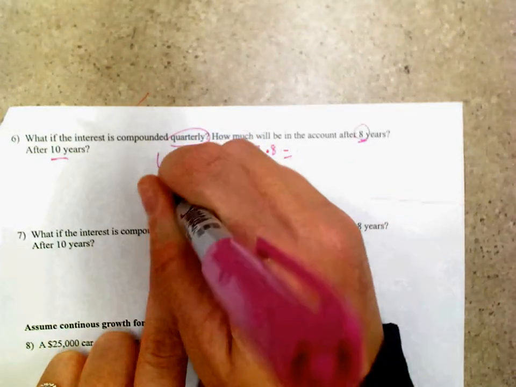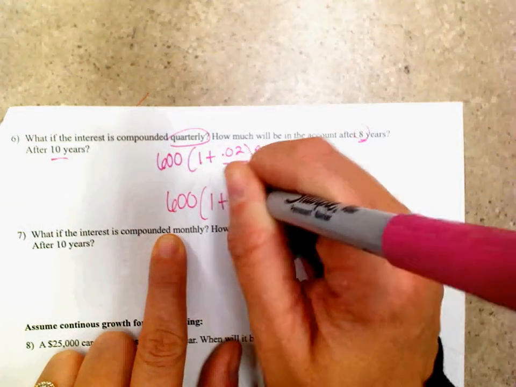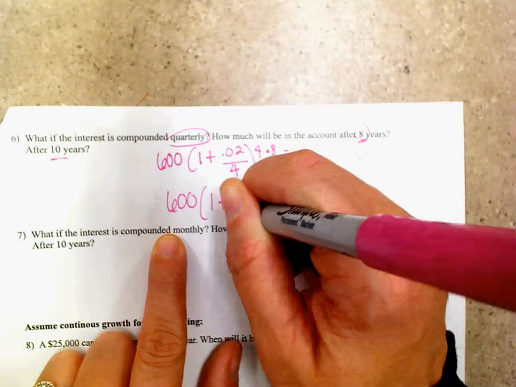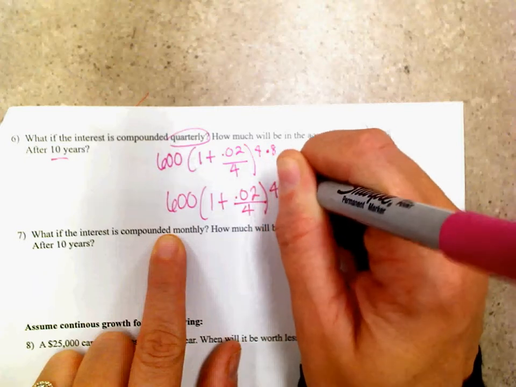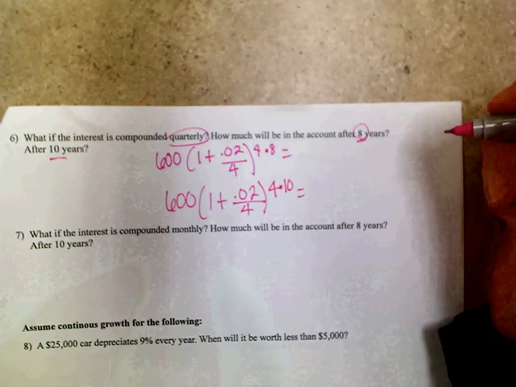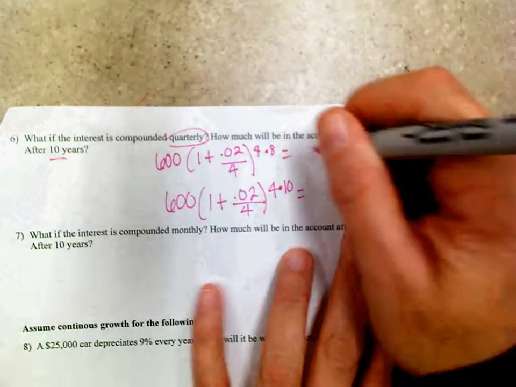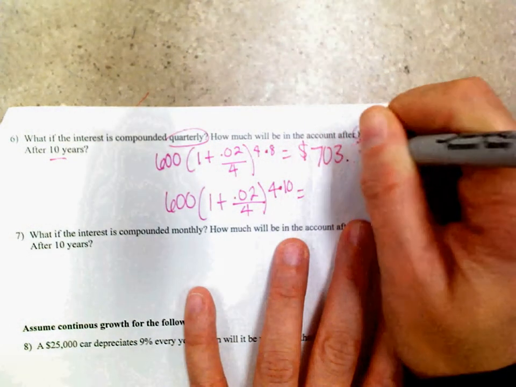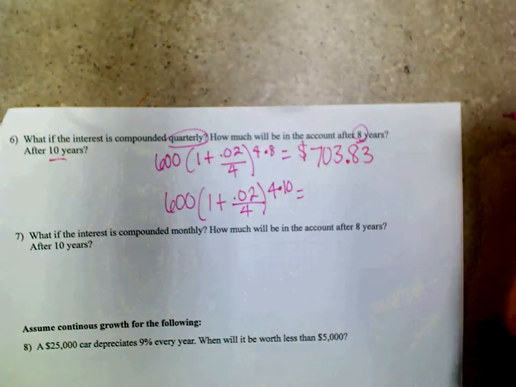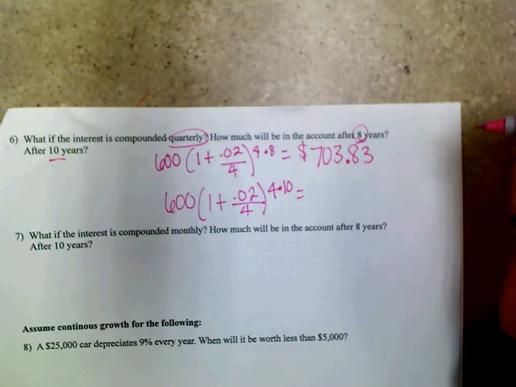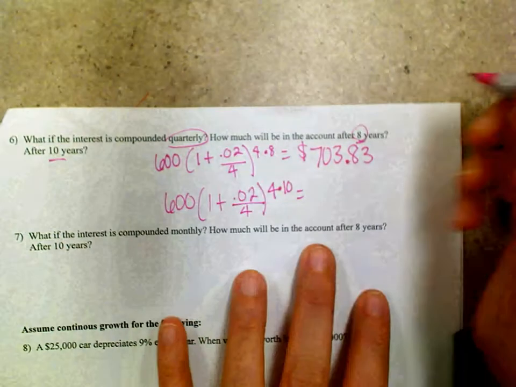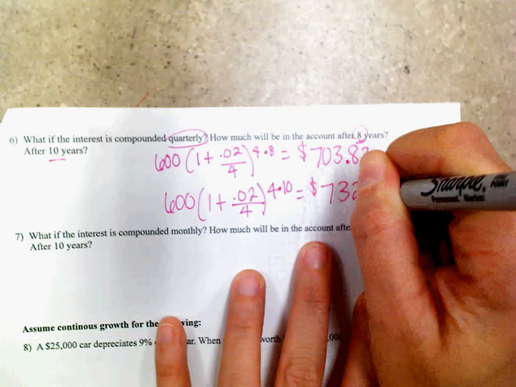And then our second equation would be the same, 600, 1 plus 0.02 over 4. And then this time we're going to take the 4 times 10 years. So 600, parenthesis, 1 plus 0.02 divided by 4 up to the 4 times 8. So we have $703.83. Change that 8 to a 10 this time, and I have $732.48.